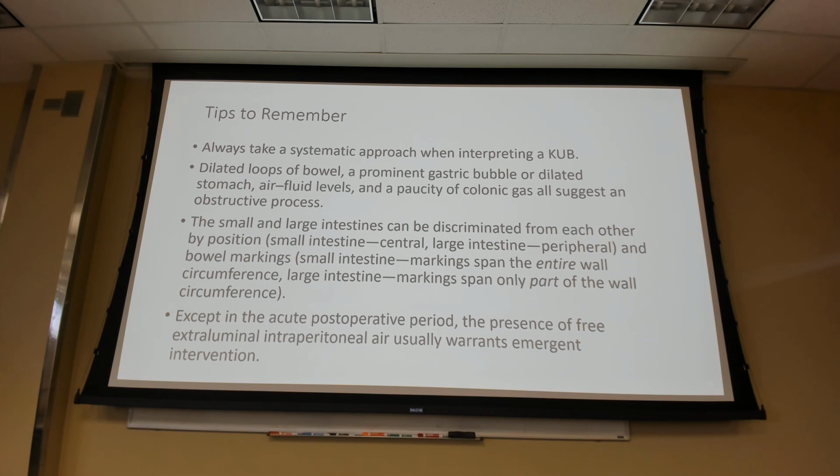All right, so it's important that we obviously use our systematic approach with all X-rays, but especially when we're interpreting the KUB. We're looking for those dilated loops of bowel. We want to see that prominent gastric bubble in the stomach, and then we want to make sure we can follow all of the gas through the colon, and then look for any obstructive process. Good.